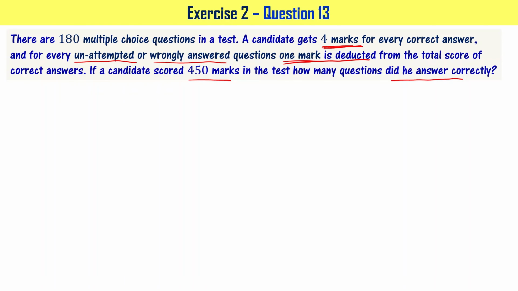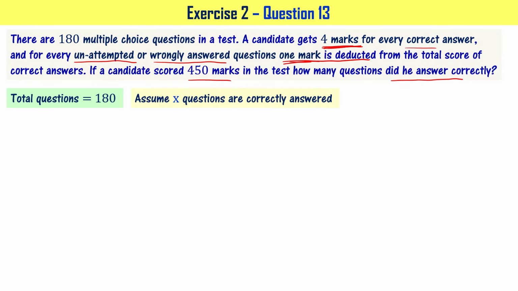Got it? That is the idea of negative marking, right? Now let's solve this problem. There are 180 multiple choice questions. So total questions is 180. Now, since we don't know how many questions he has answered correctly, let me assume that he has answered X questions correctly, right? Since total questions are 180, he has either not answered correctly or not attempted 180 minus X number of questions, right? X questions are answered correctly and 180 minus X questions are not attempted or not answered correct, right? When you add these two, you get 180. That is the total number of questions, right?